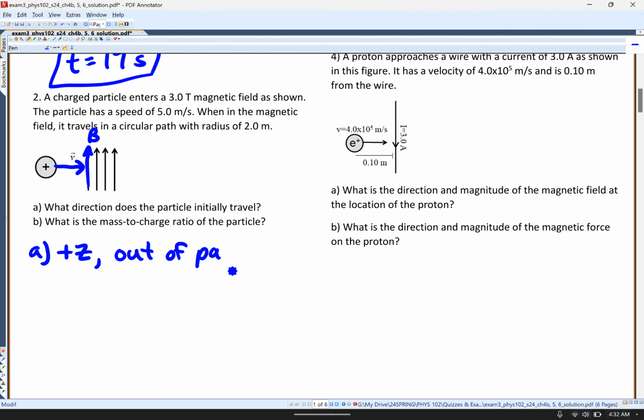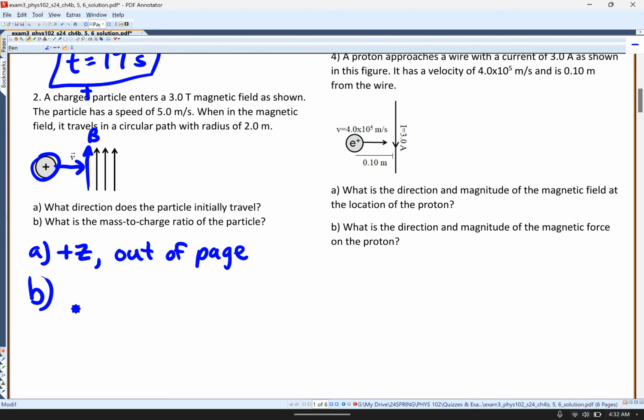Let's just double check that I had a positive particle here. Okay, it doesn't say, but I will say that it's a positive particle here. Oh yeah, sorry, it does have positive here. And then B, what is the mass to charge ratio of the particle?